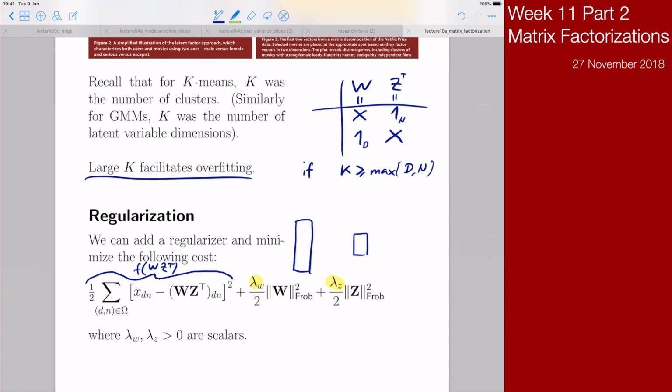And again, how do you pick them? Such that it's best on the test set. So that's something you can do to reduce overfitting. And the other thing you can do is to reduce the K. So now you have two ways to play against overfitting.